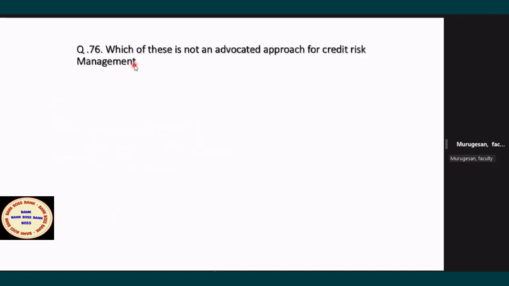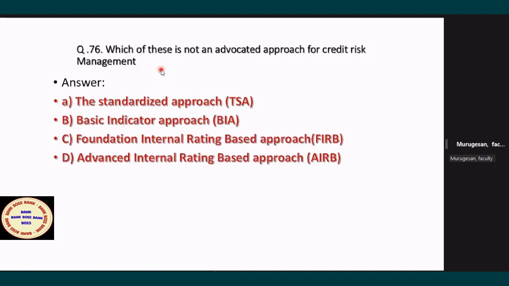So 76. Which of these is not an advocated approach for credit risk management? Credit risk management has three approaches, operational risk management has three approaches, and similarly market risk has two very popular approaches. They will give a list. Which is not relating to credit? Basic indicator approach actually belongs to operational risk management. These three are credit risk. So the answer is B, the odd man out is B.